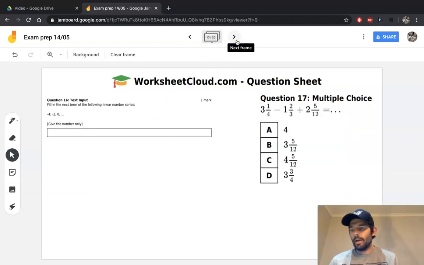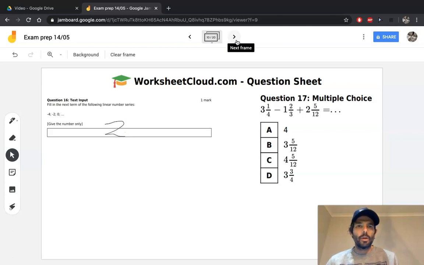Okay, question 16. Fill in the next term of the following linear number sentence. Okay, so linear would just mean it's going in order. So there you can see -4 goes up 2 to -2, goes up 2 to 0. So then after 0, your next number is going to be 2. So it's increasing by 2 each time.